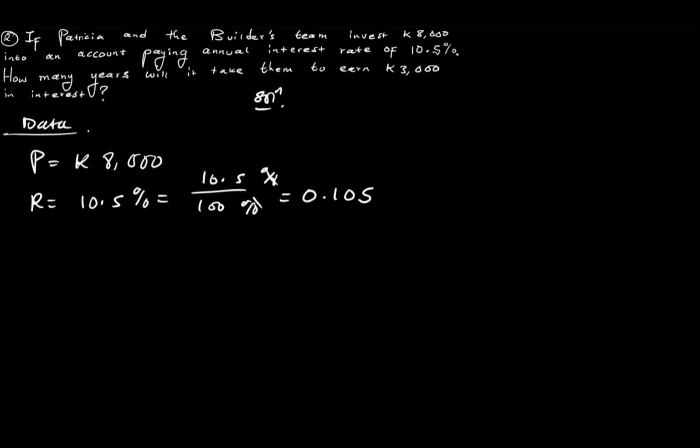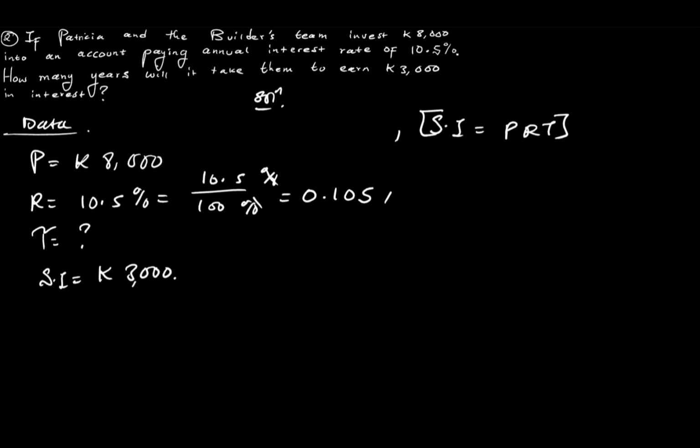And then what else have we been told? The question says how many years, so we want the duration. So time we don't know, it's a question mark for it. All right, so how many years will it take them to earn 3,000 in interest? So the simple interest has been given. Simple interest is 3,000 kwacha. Now we know that simple interest is equal to PRT.